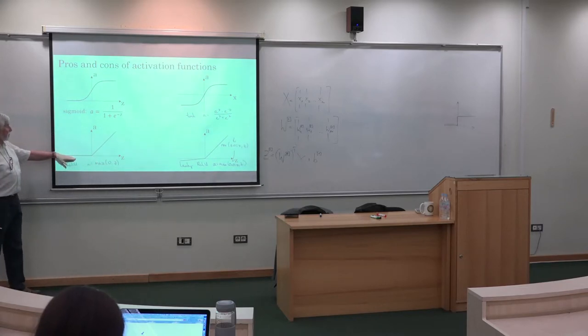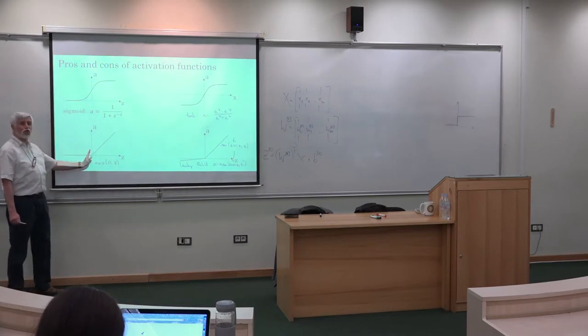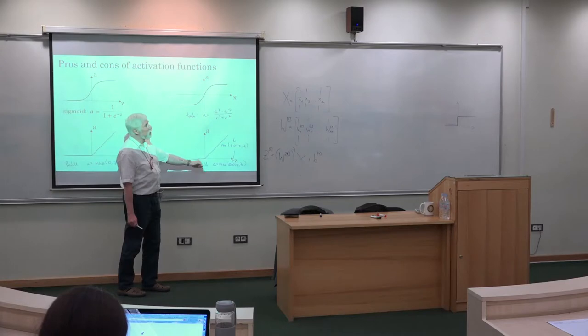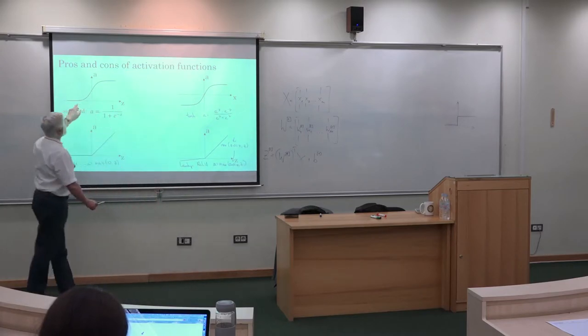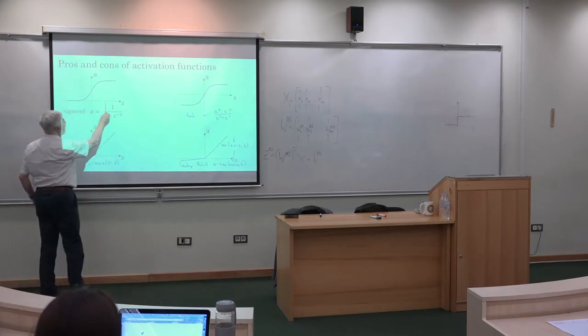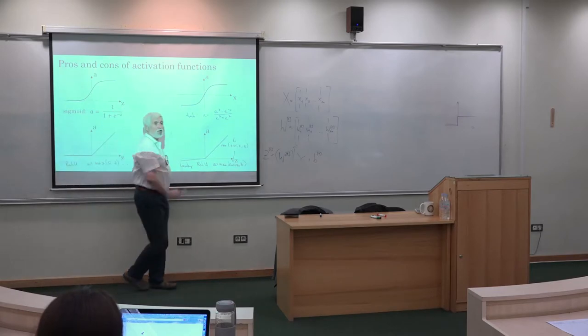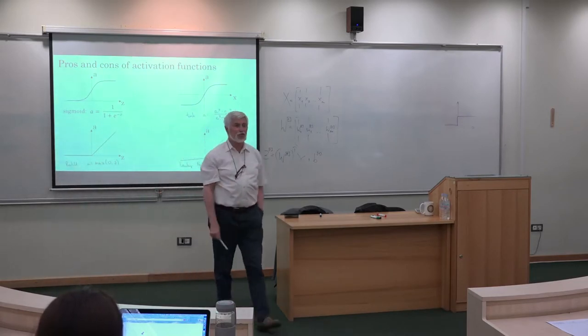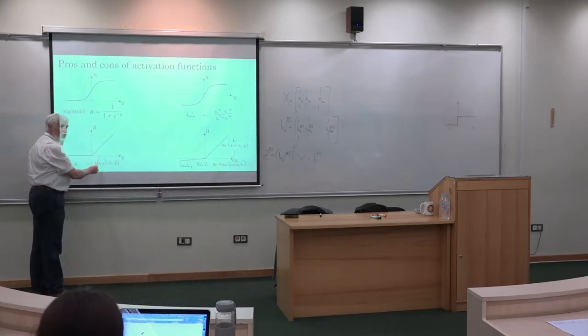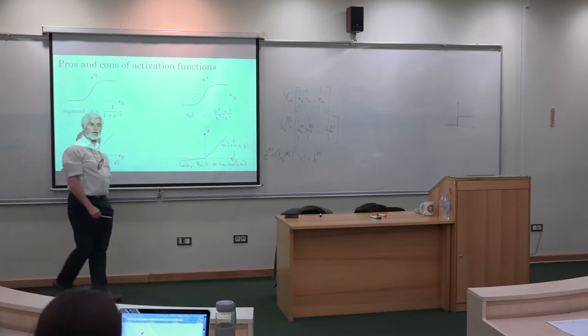Because sometimes if you have negative inputs, then it's not really learning. Here, in that case, you should make sure that you have not too much negative elements. And in the case of this function, the problem is the saturation. This means, if I'm taking as an argument 1 million, the output is the same. If I'm taking an input of 1 and 1 million, the output is very different.